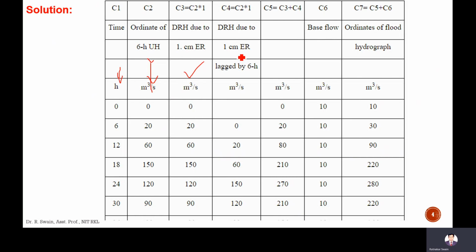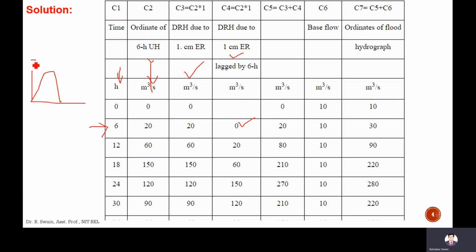So the DRH due to the successive 1 cm excess rainfall occurs after 6 hours. For the first 6 hours, 1 cm is occurring, and after 6 hours another 1 cm is occurring. It means the ordinates should start from the 6th hour, so 0 will start from here. 0, 20, the same values, just shifted by 6 hours because it is occurring after 6 hours. This is the unit hydrograph for the first rainfall.